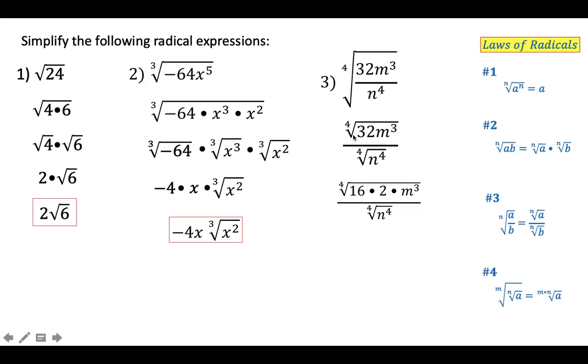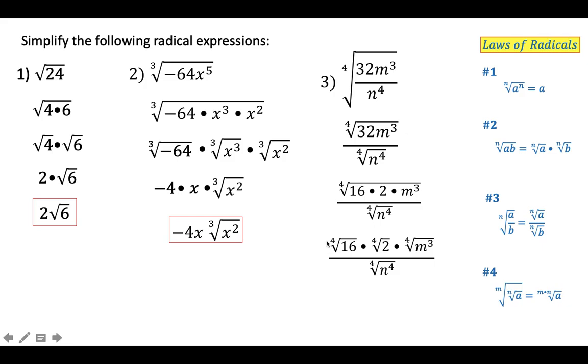We can expand this. Since 32 is not a perfect fourth, 32 is a perfect fifth. So we are going to think of a factor of 32 which is a perfect fourth, and in this case that is 16. So we can factor 32 into 16 times 2, then write down m cubed. Then we're going to expand them applying the law of radicals number 2, and that is the fourth root of 16, the fourth root of 2, then the fourth root of m cubed. Then we'll just write down the fourth root of n to the fourth.